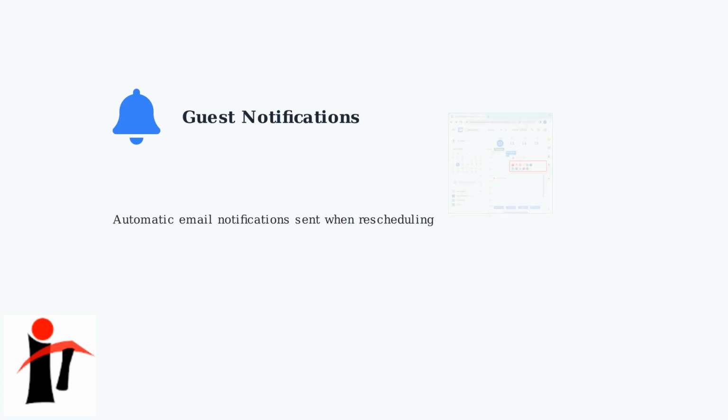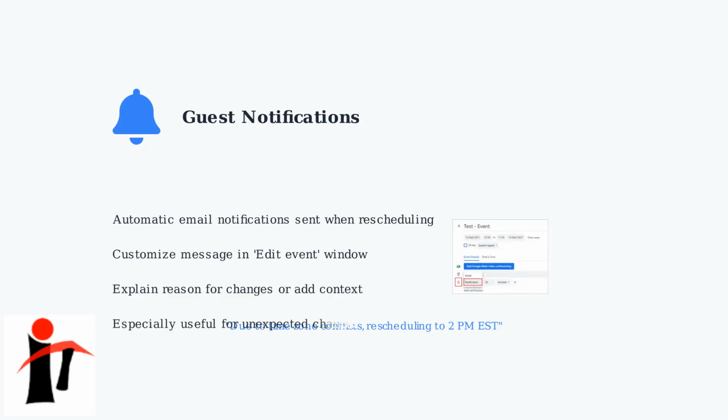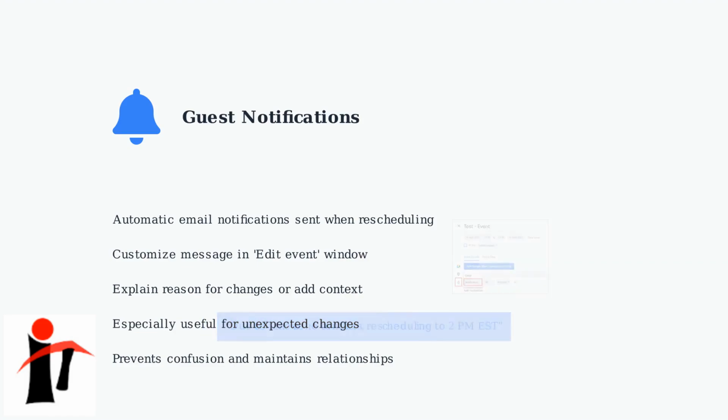In the Edit Event window, you'll find an option to add a custom message alongside the automatic notification. This allows you to explain why the rescheduling is necessary or provide additional context about the change. For example, you might write something like, "Due to time zone conflicts, rescheduling to 2 p.m. EST," to give attendees a clear reason for the adjustment. This customization is particularly valuable for unexpected changes or when accommodating specific needs, such as different time zones or participant availability. By providing clear communication through customized notifications, you prevent confusion among attendees and help maintain positive relationships with your guests.